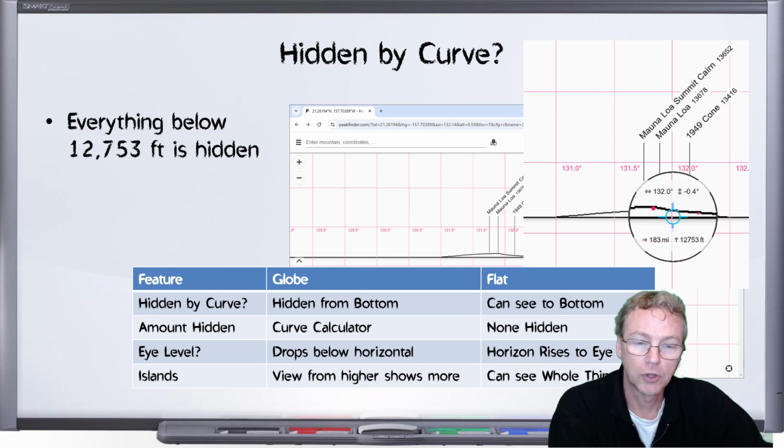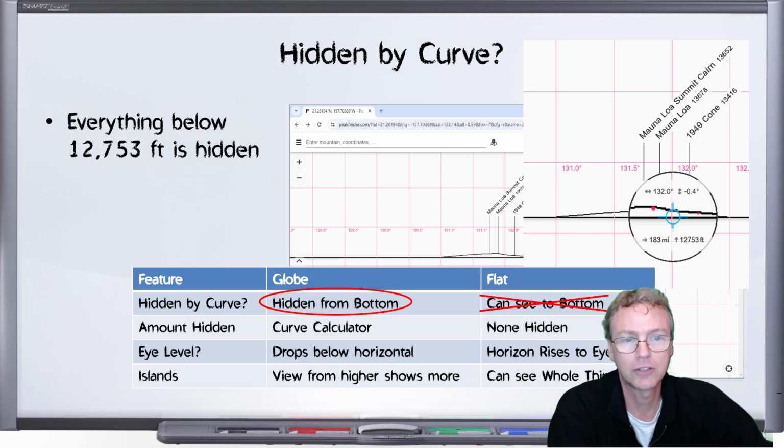Okay, so let's look at our little chart. How did we do on our first test? The bottom of the island was hidden by something. So that's our first test that says that Peakfinder is a globe. It's passing the globe tests. It is failing the flat tests.